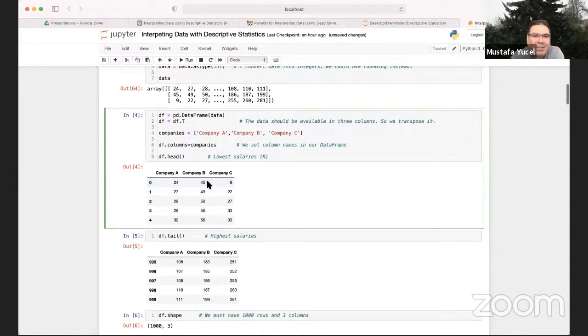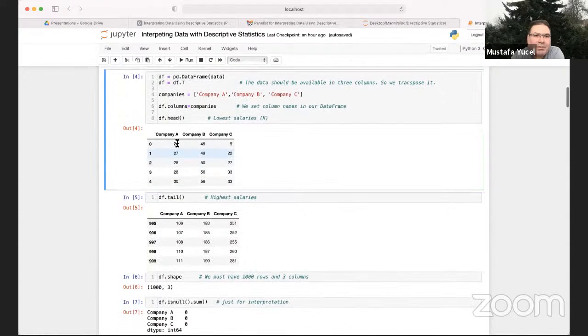In columns, we give them the names, company A, B, C, and then we get our salaries data frame. This is the head of the data frame. That means these are the lowest salaries because we sorted them from smallest to biggest. These are the lowest salaries in company A, company B, and company C. As you see, in company C the average is very high, but since the dispersion is too much, the lowest salary in this company is even less than in this company. In this company, the average is 70.